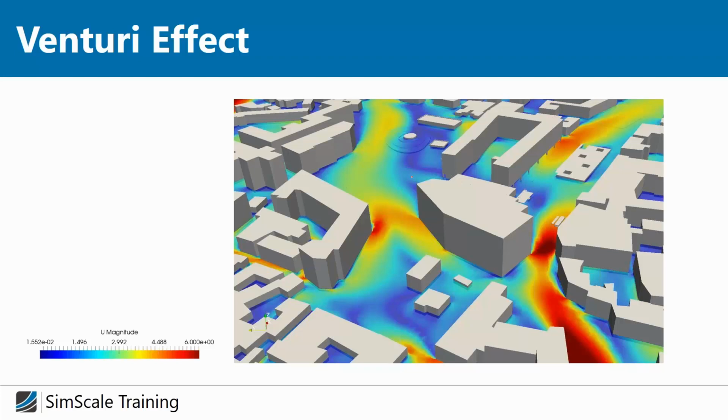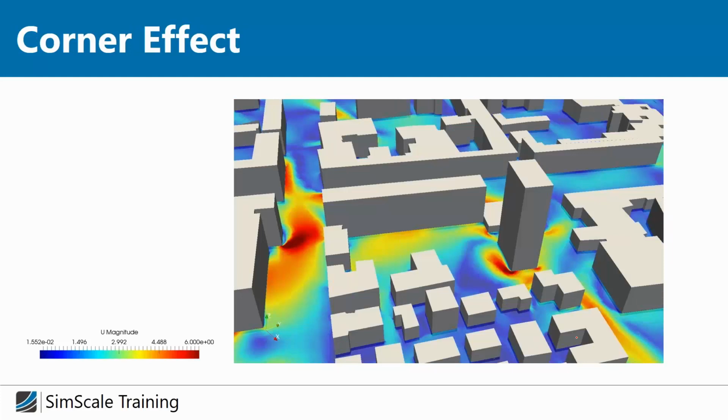And another effect which is quite familiar and similar to the passage effect is the Venturi effect. But while the passage effect is only happening if you have a gate or an opening or a hole inside the wall, the Venturi effect can also occur between buildings, like you can see here. So here, for example, in a cross section between the buildings, the free space where the flow can stream becomes smaller and smaller, and necessarily the air gets accelerated.